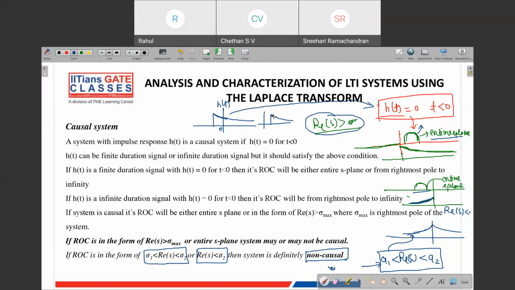So whenever the ROC is in this form, real part of s greater than something, the system may or may not be causal. Again, when the ROC is the entire s-plane, it may or may not be causal. But if the ROC is of these two forms, less than some number, or greater than some number but less than some number, it will definitely be a non-causal system. So with the help of the ROC, we can find out whether the system is causal or non-causal.